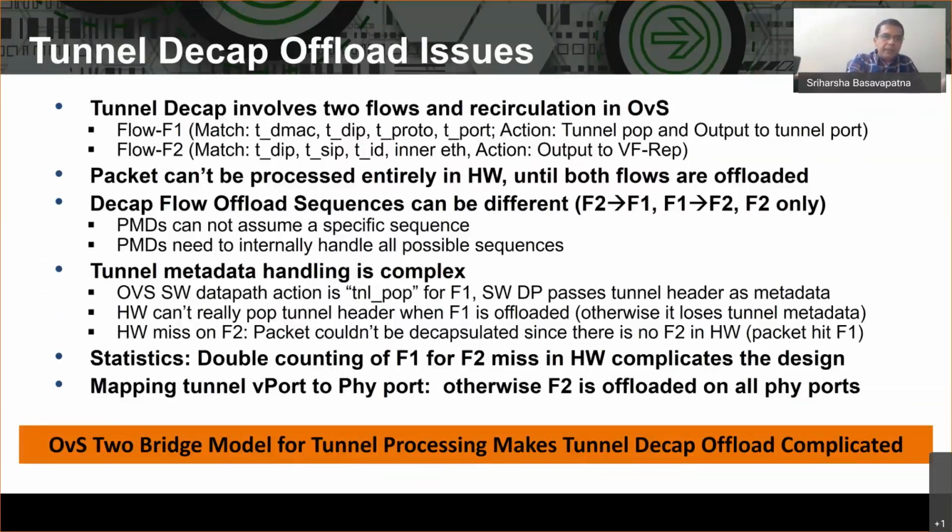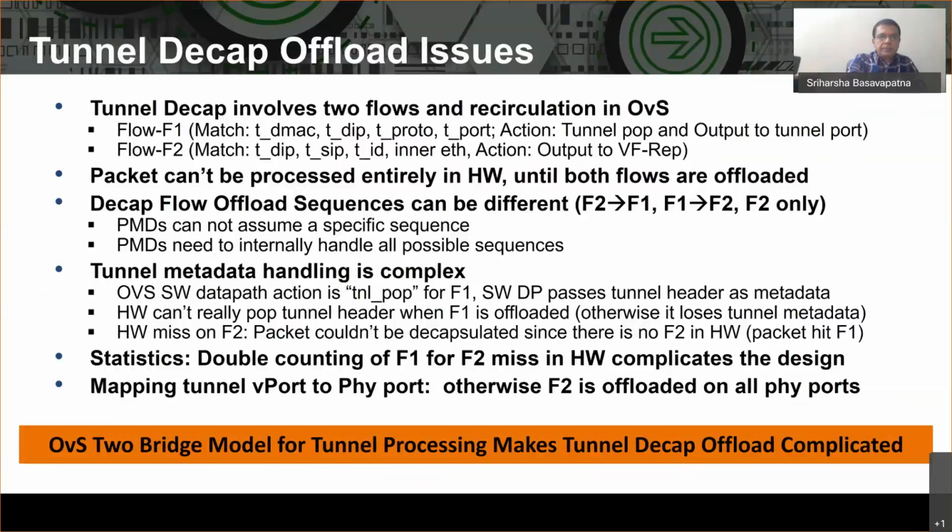Further, there's mapping required between the vport to the physical port. This is in the context of the inner flow. Because we are in the context of a virtual VXLAN vport, we need to offload the request to a physical port or uplink port. But today, there's no mapping to figure out what is the actual physical port through which the packet came in. So there are some challenges here that we need to manage. So overall, the OVS two-bridge model for tunnel processing makes this decap offload a bit more complicated.